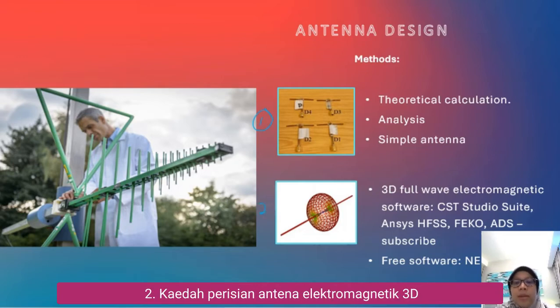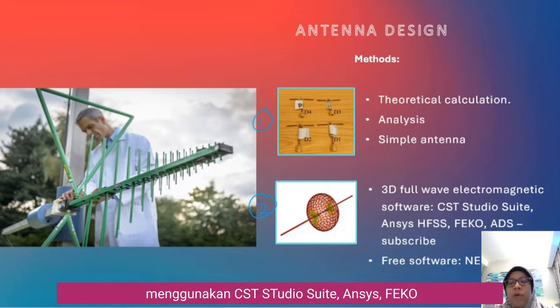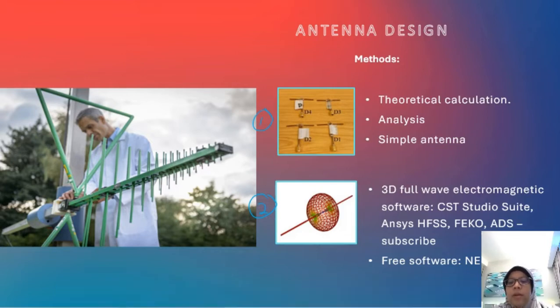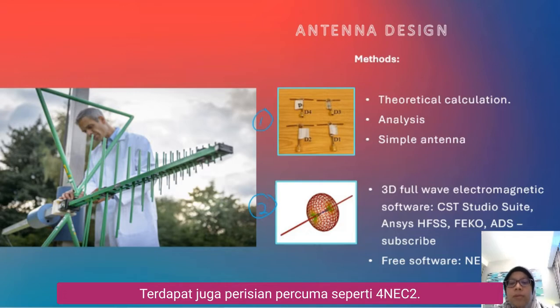The second method is by using 3D full wave electromagnetic software, for example, like CST Studio Suite, ANSYS software, FEKO, ADS. However, you need to subscribe to this one. There is other free software in order to design antenna, for example, like NEC software.